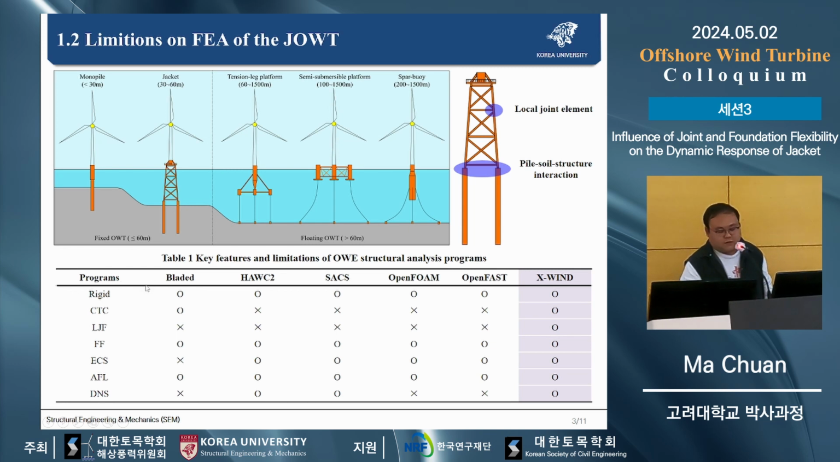That is the flexibility effects caused by the local joint element as well as the foundation models. As shown in this table, we can see most of the programs just assume the local joint as a rigid one, and it ignores the local joint deformation. And also for the foundation models, most of the programs just assume a fixed foundation or just use a simplified coupled spring model or apparent fixed length model. So based on the XWind program, we built these three different joint elements and also four different foundation models, and then compare their performance.